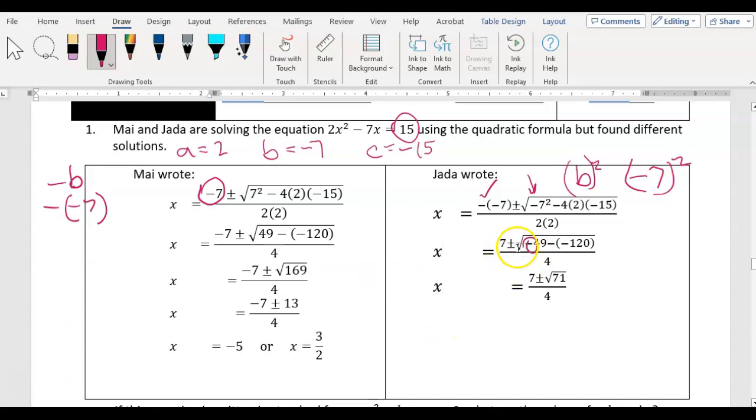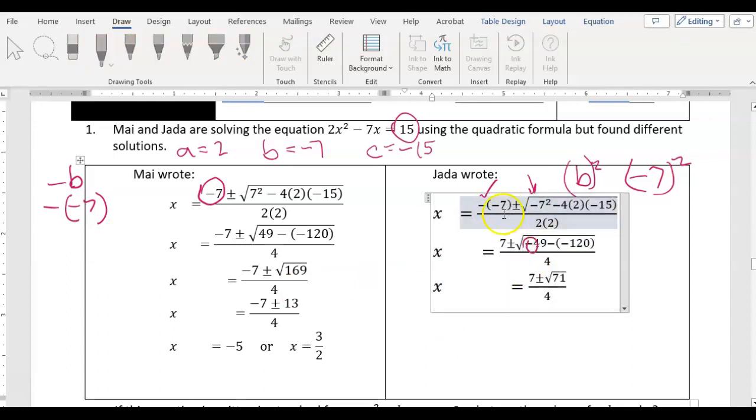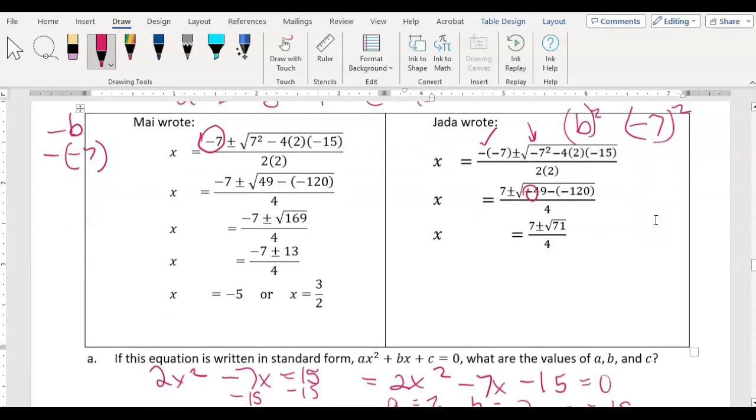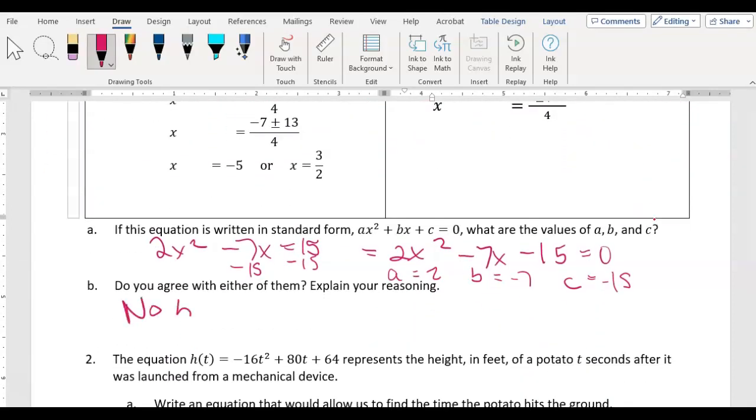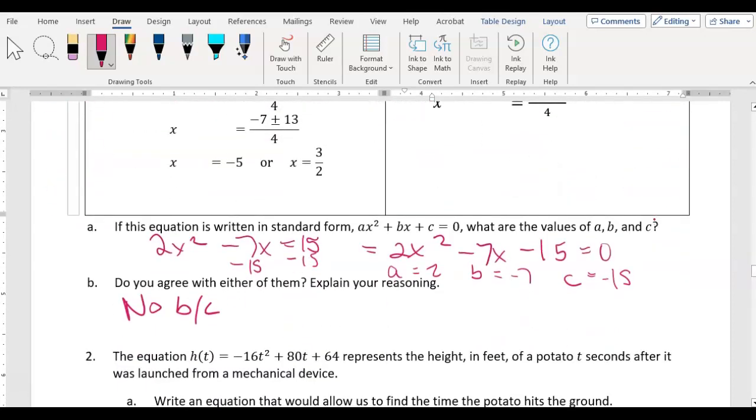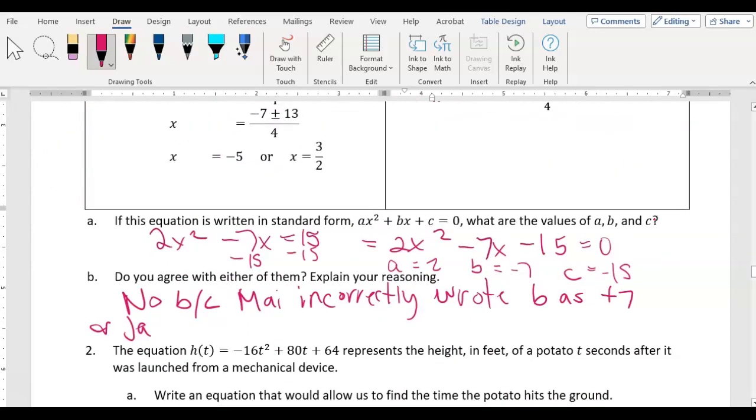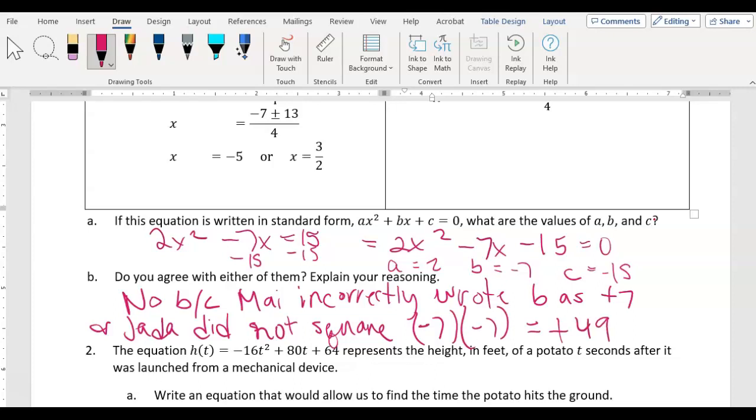So here, Jada, while she did the negative 7 part correct, she messed up the negative 7 squared. So no, because Maya incorrectly wrote negative b as positive 7, and Jada did not square negative 7 times negative 7 to be positive 49.